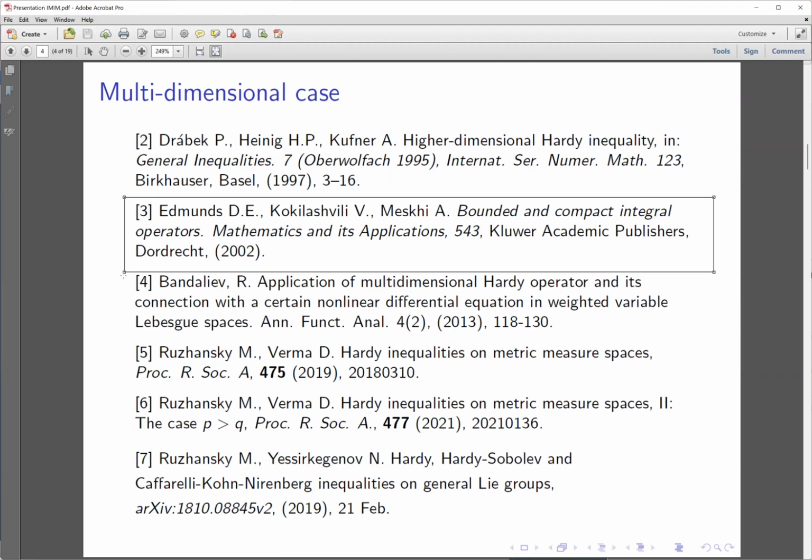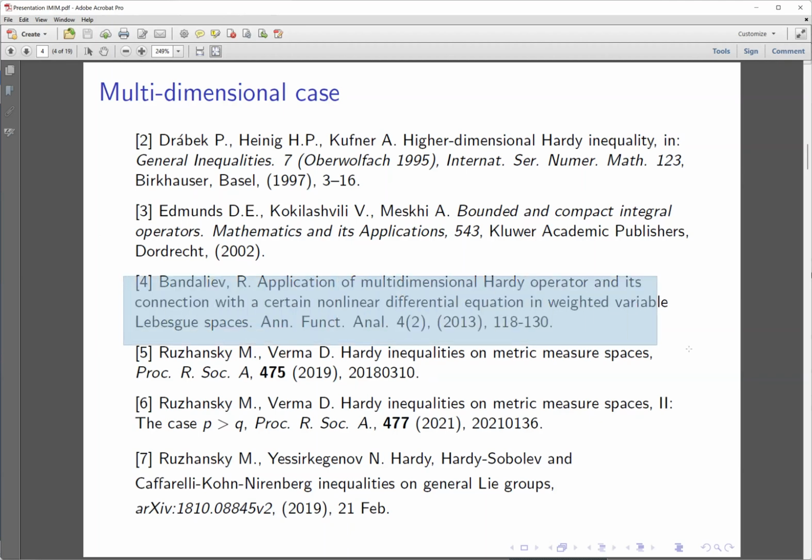Then there was Bandaliev. Bandaliev used L^p spaces with variable p. Okay, I don't remember how they call it. And again, if we consider the special case for his result, when we specify to just usual L^p spaces, again, he covered only the case p less than or equal to q.